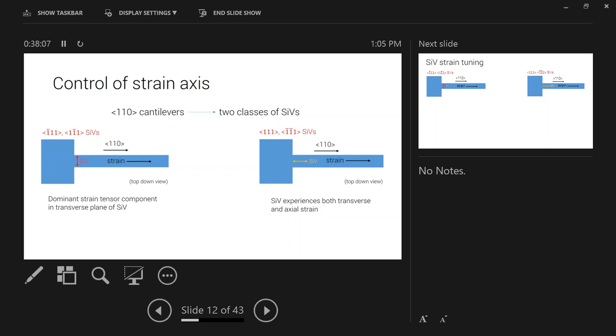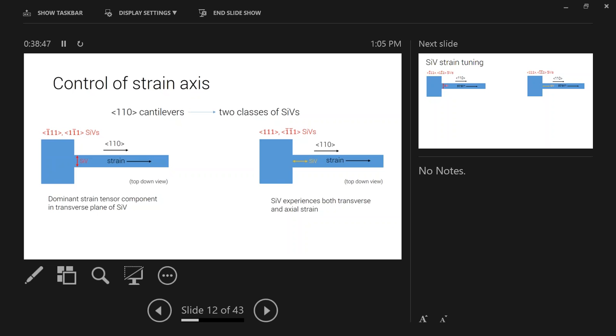There can be SiVs that are perpendicular to the beam, so to speak. Essentially, if this is the cantilever, which is along 110, you can have 2 classes of SiVs that are sort of like that. That's what I've shown in this first picture here. In this case, the dominant component of strain, when you apply strain with the cantilever, is perpendicular to the SiV axis. The SiVs look like they're parallel when you look from the top, but you can have it either like that or like that. They're both identical.